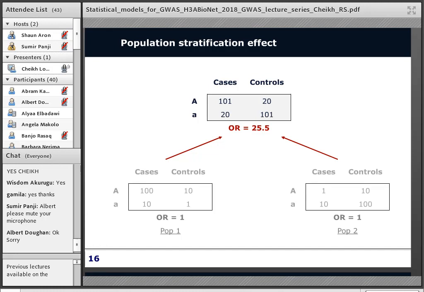Okay, here, just to show you an illustration of the impact of population stratification on association measure. For example, if you consider the table on the top, you have cases and controls, and for people having allele A and for people having small allele A, the count is 100 and 20, and for the minor allele 20 for the cases and 100 for the controls. And here the corresponding odds ratio is 25.5. That means having the minor allele will multiply the disease risk by 25.5.